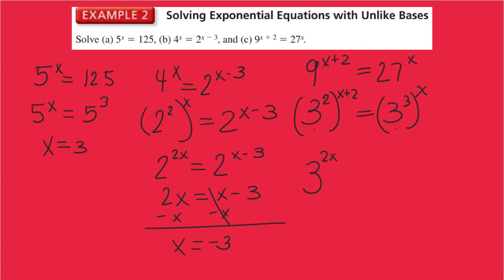And 2 times 2 gives me plus 4. Equals 3 times x, which gives me 3x. Now I can equate both of my exponents, which is 2x plus 4 equals 3x. I'm going to combine my like terms by subtracting 2x from both sides, which gives me 4 equals x.